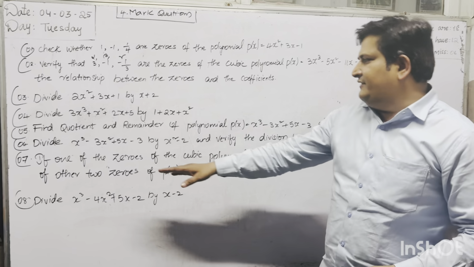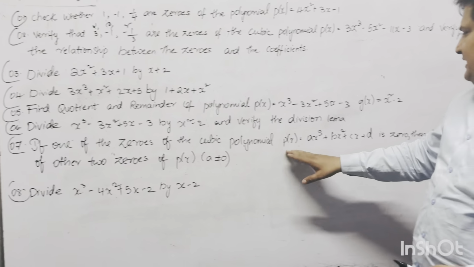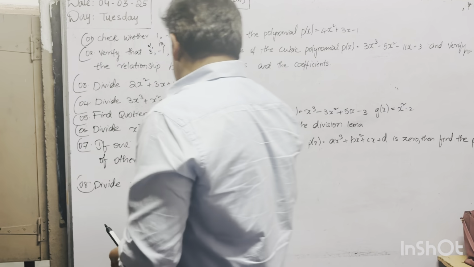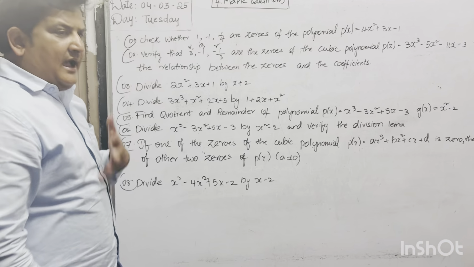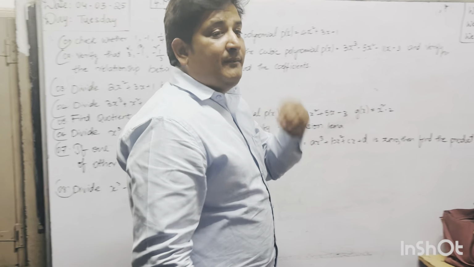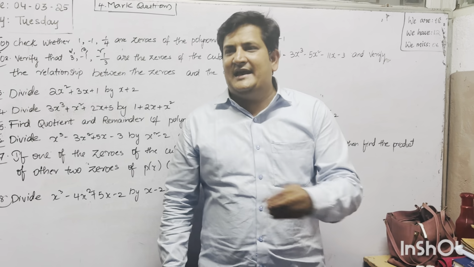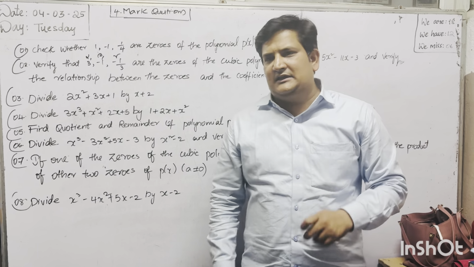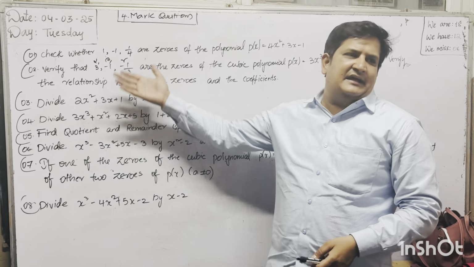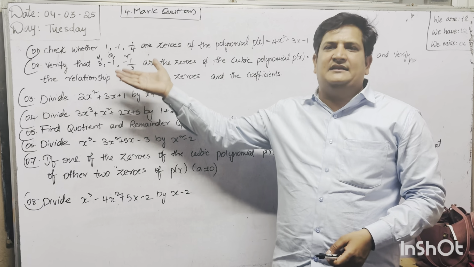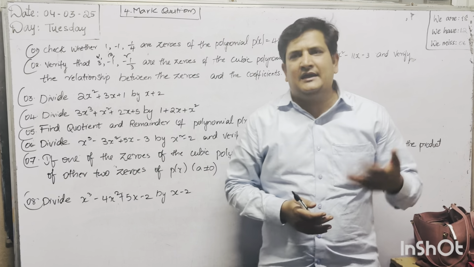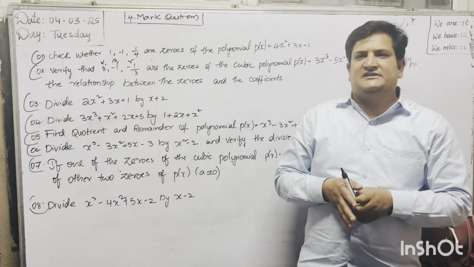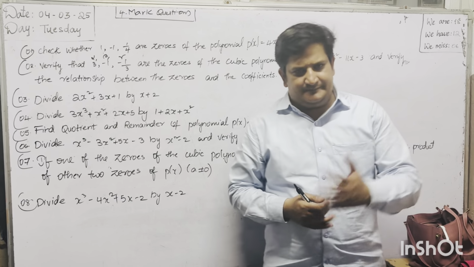Next again, if one of the zeros of the cubic polynomial p of x is 0, then find the product of the other zeros of p of x, and divide. So when you observe, I have given a lot of 4 mark questions for exercise number 4 in polynomials. Why? Because it consists of division algorithm, and sometimes he may give verifying the relation between the coefficients and the zeros of the polynomial, like alpha plus beta for quadratic equation, and for cubic equations alpha, beta and gamma.